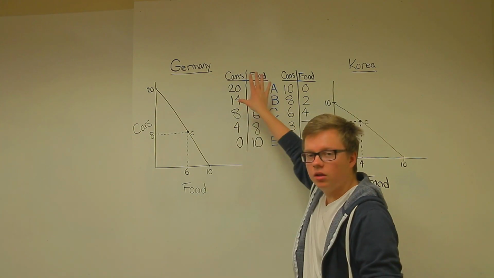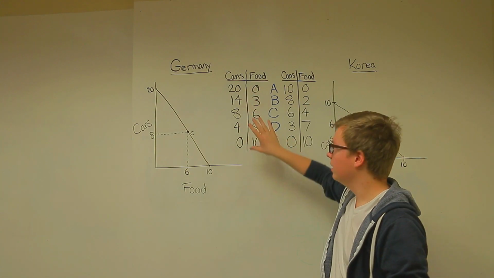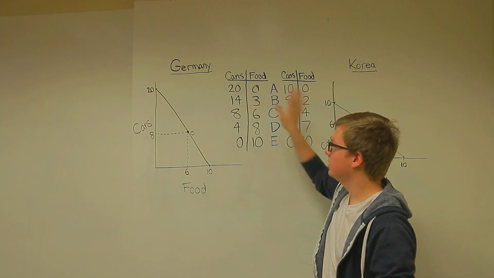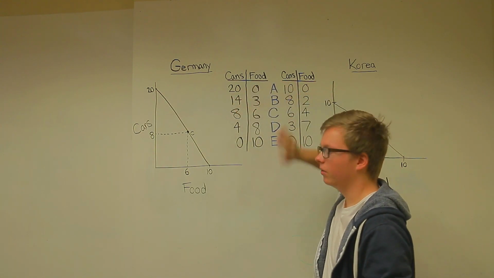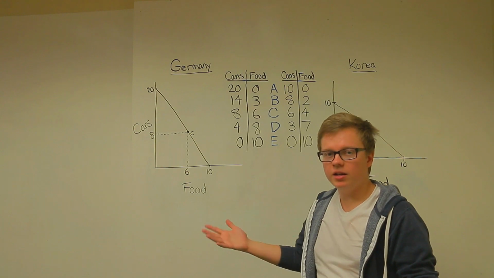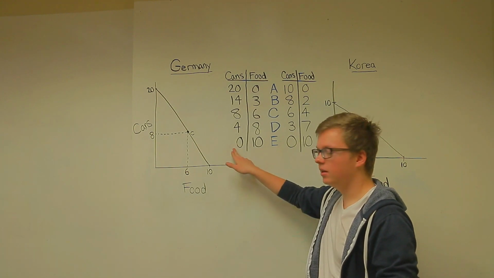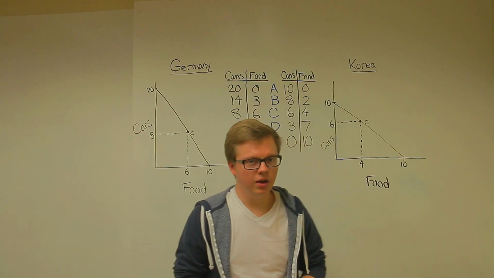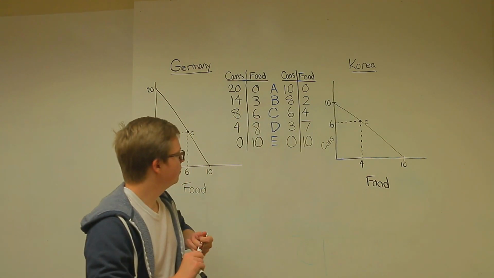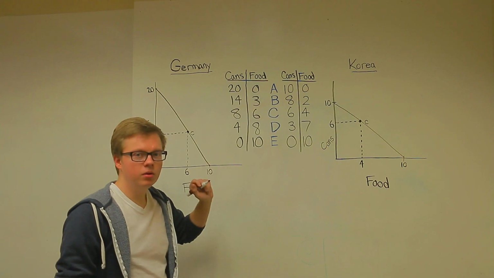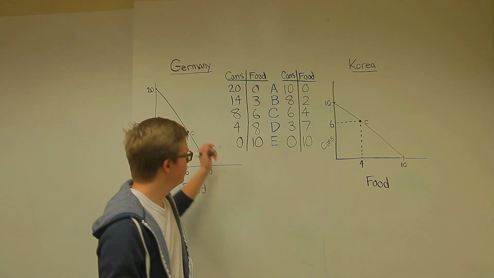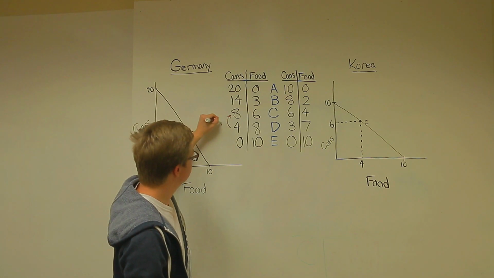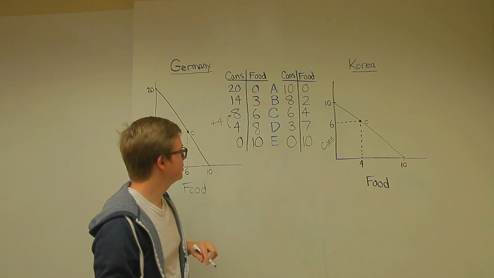So I wrote out, here we have more than one. We have 5 points along the curve for each country. So I still have Germany on the left here, Korea on the right. And we might ask ourselves, what is the price of cans and food for both countries? And how you figure that out is you ask yourself, okay, suppose Germany wants to produce more cans. So maybe they want to go from 4 cans to 8 cans. So they want to produce 4 more cans.